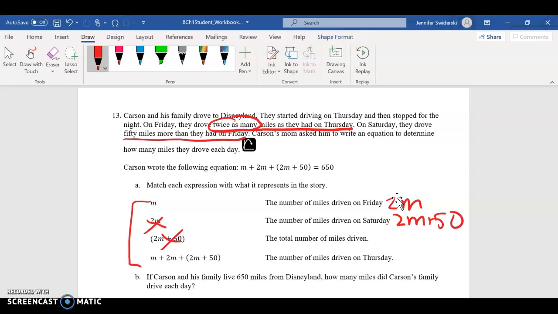Okay, then it says the total number of miles driven. Which one do you think that would be? M, or that bottom one, m plus 2m plus 2m plus 50? Well, if I skip down below, it says the number of miles they drove on Thursday. How many miles did they drive on Thursday? Well, it would just be m miles, right? And then from there, the total number of miles they drove would be Thursday, Friday, and Saturday. So it would be m plus 2m plus 2m plus 50.